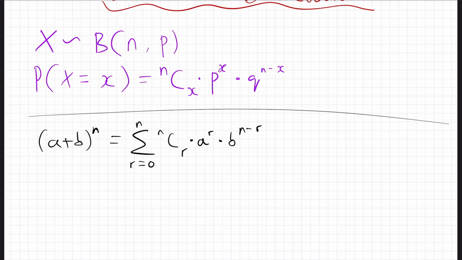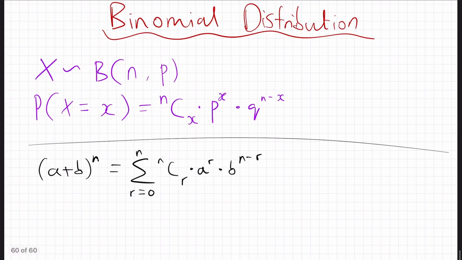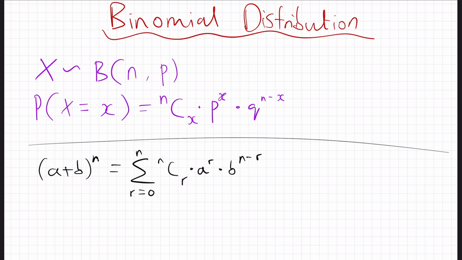But I've actually talked about this slightly in the previous video, so do a bit of research on this if you're not familiar. But I'm going to be using this to show how you get to this binomial distribution formula over here. So before we get started, I'll just explain what this actually means.